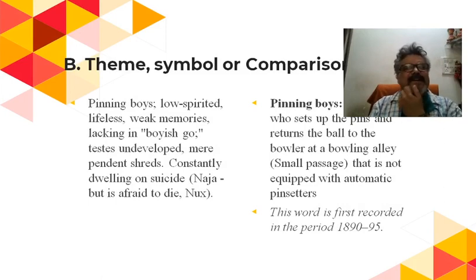Now the second part, where we can get the clue of miasm, that is theme, symbol or comparison, where they are using different words to express the feeling. It is written in the same drug, Aurum Metallicum: pinning boys, low-spirited, lifeless, weak memory, lacking in boy's scope, testes underdeveloped, mere pendant threads, constantly dwelling on suicide. The very close drug on dwelling on suicide is Naja. There is dwelling on suicide, but he is afraid to die. So that is in the Naja formula. See the comparison, it is written there.